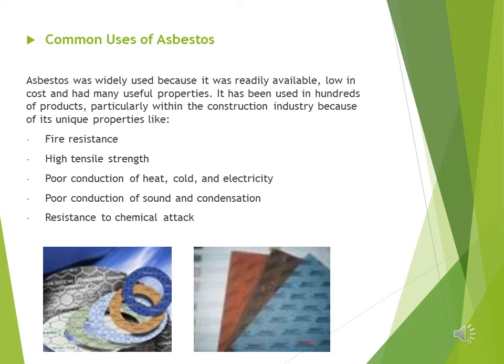Let's look at some common uses of asbestos. Asbestos was widely used because it was readily available, low in cost, and had many useful properties. It has been used in hundreds of products, particularly within the construction industry, because of its unique properties like fire resistance, high tensile strength, poor conduction of heat, cold, and electricity, poor conduction of sound and condensation, and resistance to chemical attack.